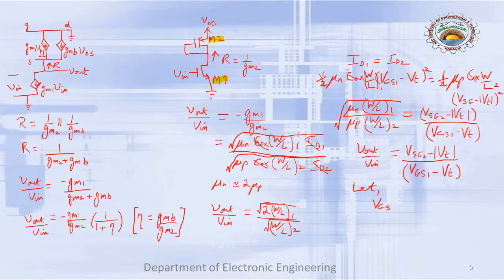In fact, mu n is greater than mu p. And usually, as a rule of thumb, we can say that mu n is roughly equal to twice mu p. So what we see here is that Vout upon Vin is equal to, you can say, twice the square root of W by L of 1 divided by W by L of 2.